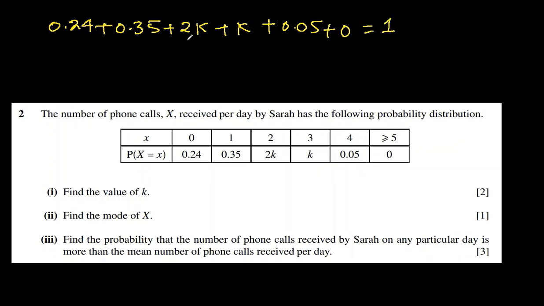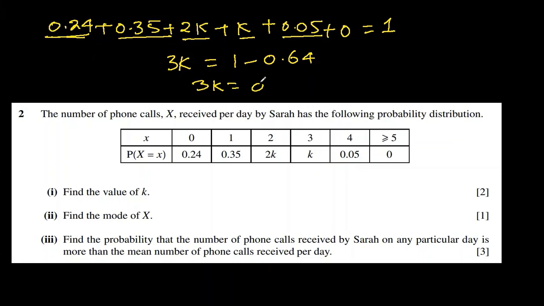Okay, so now 2k plus k is 3k, and let's add these two. 0.24 plus 0.35 will be 0.59, 0.64. 1 minus 0.64 when they come to the right side. So 3k equals 0.36, and that will give us k equal to 0.36 divided by 3, which is 0.12.